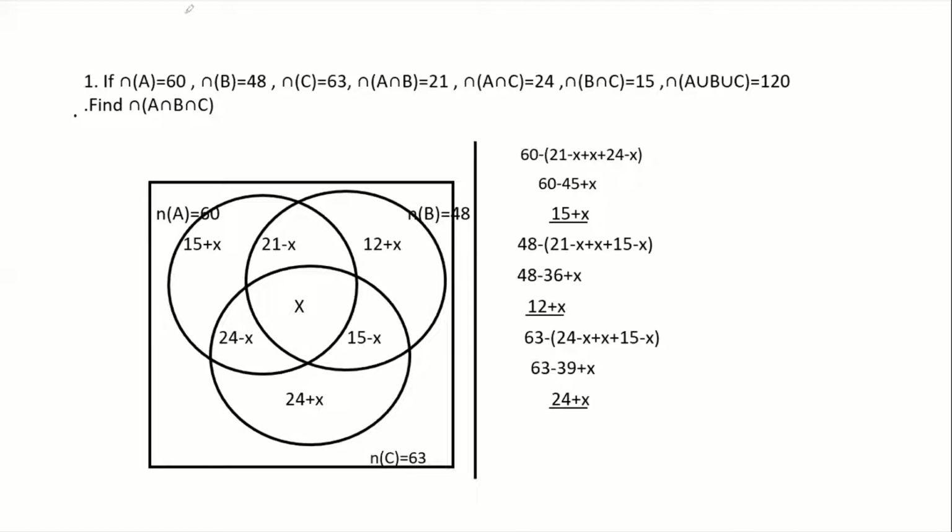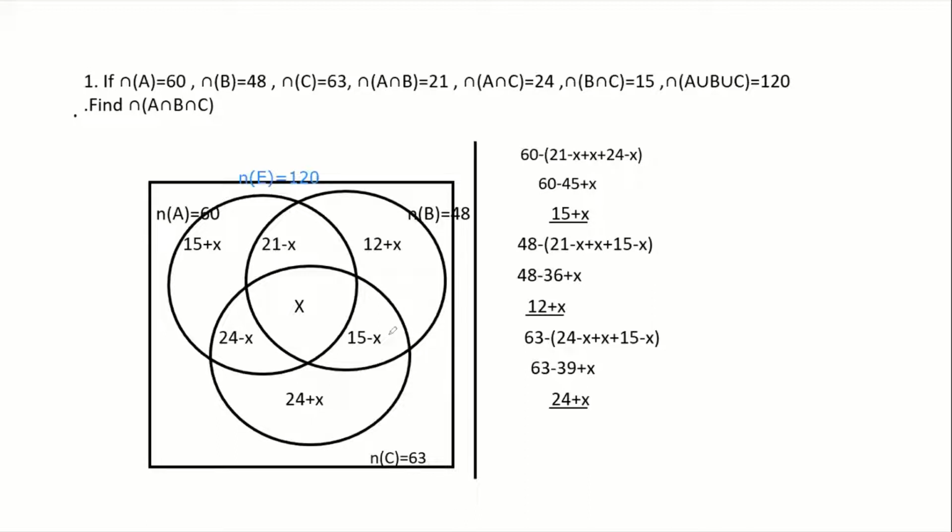Just a moment, let me type it here for you. The union is giving us 120, so that's for the union set, the universal set. They are telling us to find the number of A intersection B intersection C, that is our X here. But remember, we don't have those for A only, B only, and C only.